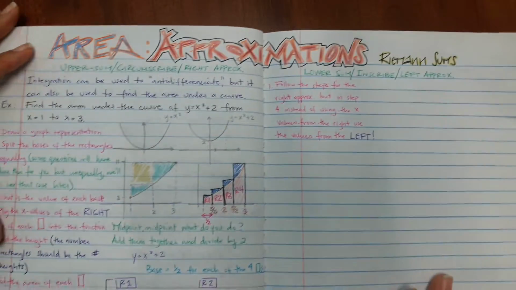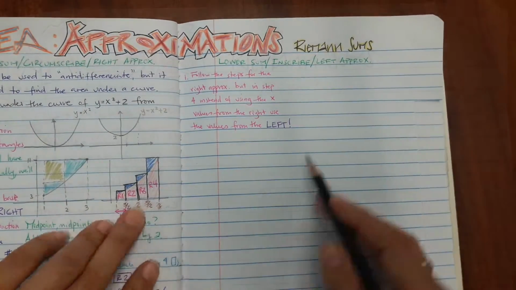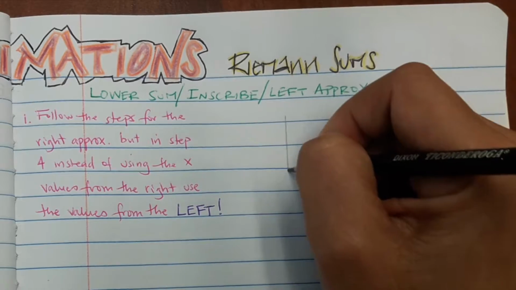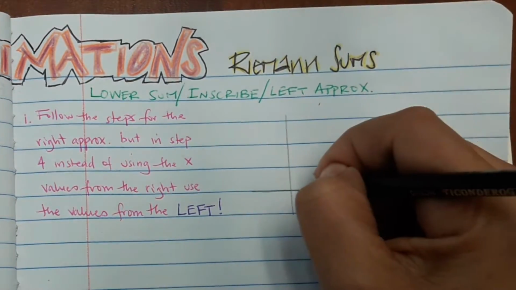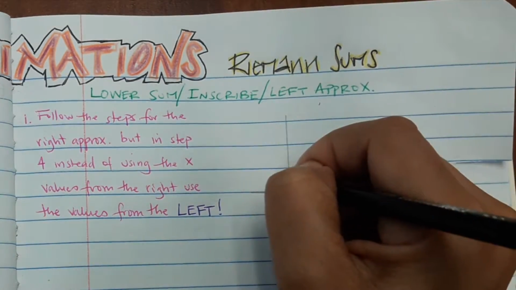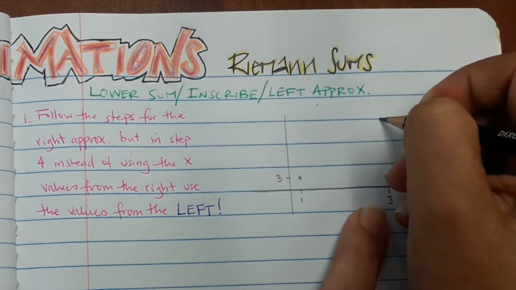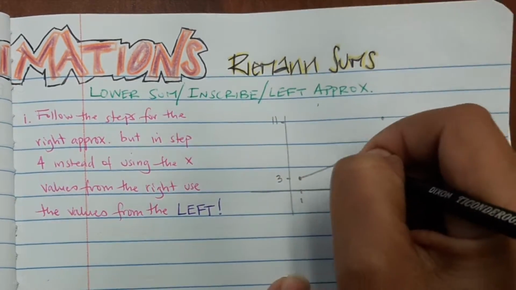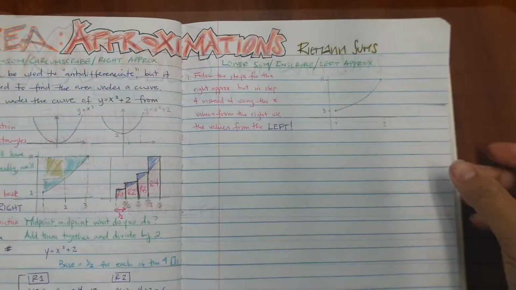Alright, so first step again was to draw a graph representation. So we're going to go ahead and do that. And we're going to do 4 rectangles like we did in the previous video, just because I want to compare the different values we get. Again, you're graphing x squared plus 2 between 1 and 3 on the x-axis and finding the area of rectangles, splitting it into 4 rectangles once again.